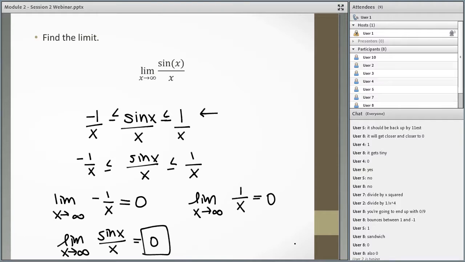So in the first example that we did with the sandwich theorem, or the squeeze theorem, we were given the two outside functions and not given f of x. In this case, we're given the function that we're trying to take the limit of, but we can't take the limit of it directly. So what we can do is build two functions, one that's larger and one that's smaller, and then I can take the limit of 1 over x and negative 1 over x fairly easily.